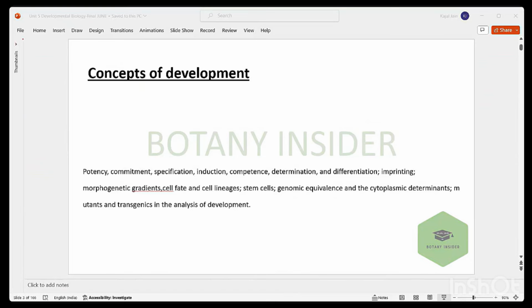Cell induction, or the normal terminology of induction. We have learned about what we mean by cell communication, in unit number 4, for those of you who have completed it with us. We have completed cell signaling. So what is cell signaling? When you have two different cells, and one of them is giving a message to the other one. Now what is cell induction, or signal induction?